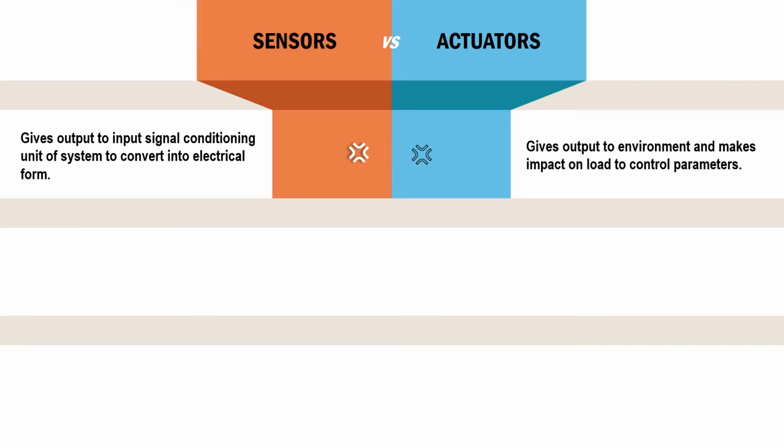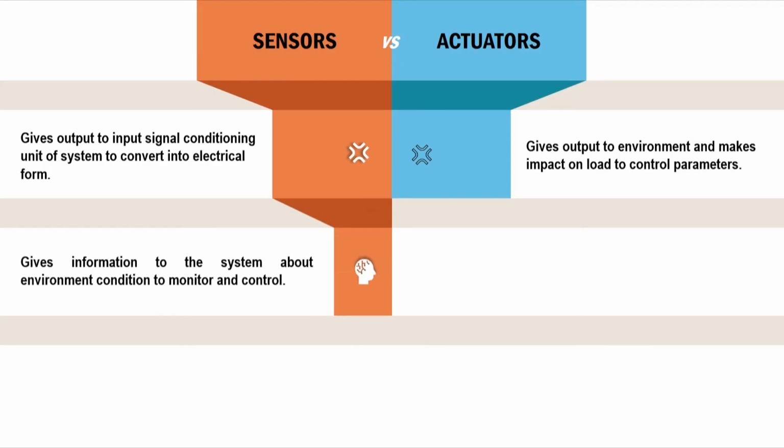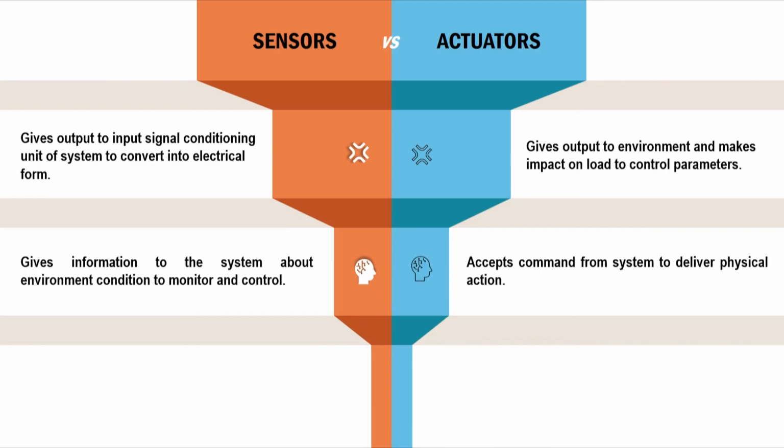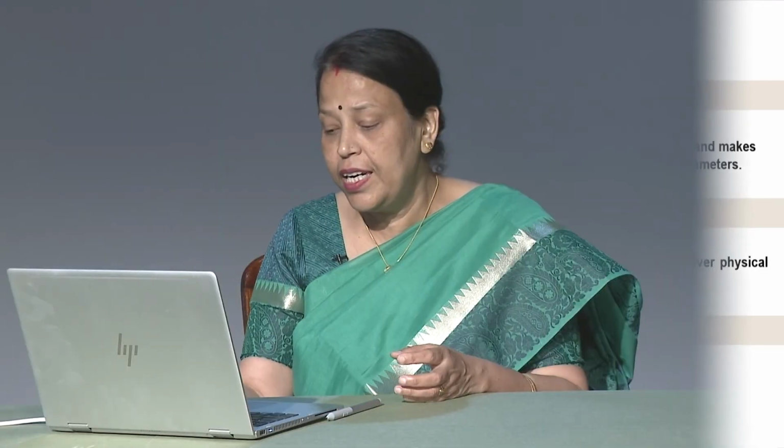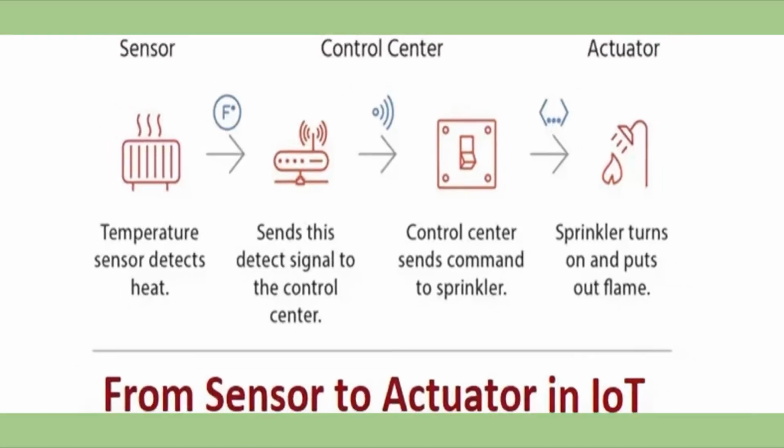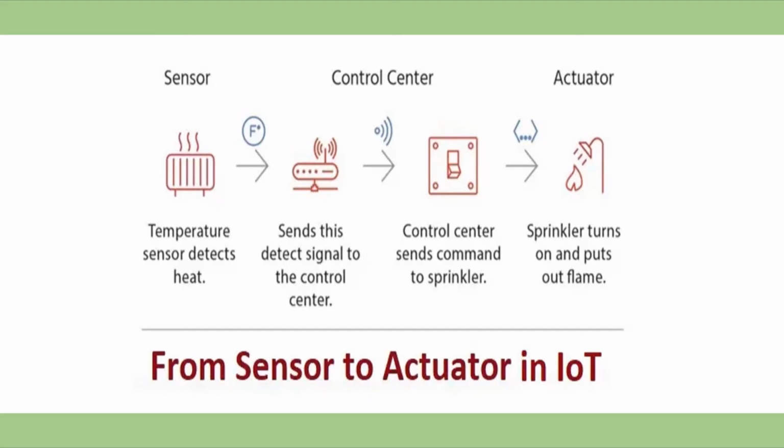And the fifth difference is that the sensor gives information to the system about the environment conditions to monitor and also to control. And the actuator accepts the command from the system and it runs the physical devices or does the physical action.